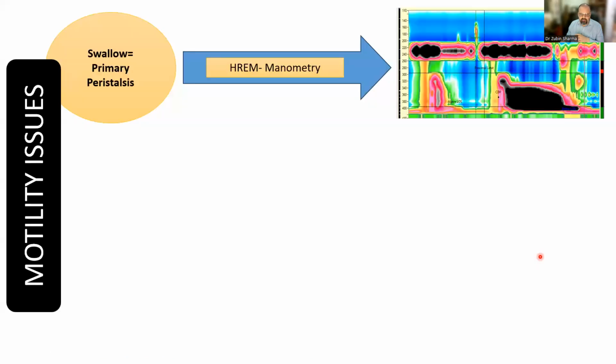There's a whole Chicago classification available for esophageal disorders. I'm not going to go into the detail of that, but if somebody wants to read, the Chicago algorithm and Chicago 4 classification is something which we all should now be following.